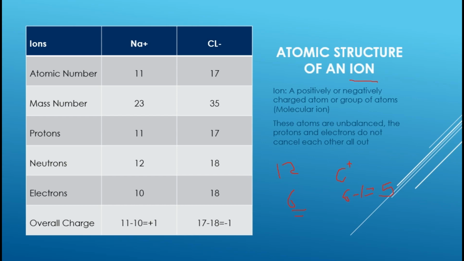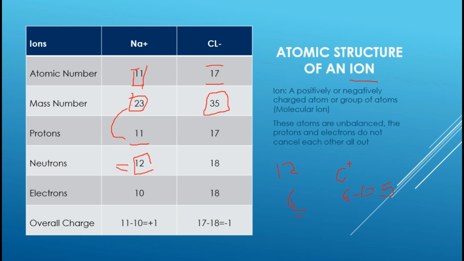So here we have two examples. We have sodium with a plus charge and chlorine with a minus charge. Now we see the atomic number is 11 for sodium and 17 for chlorine. The mass number is 23 and 35. Now we know this is a plus, right? So we will look at the proton number, which is the same as the atomic number, which is 11, and you look at the neutron number, which is 12, because 23 minus 11 will equal 12.